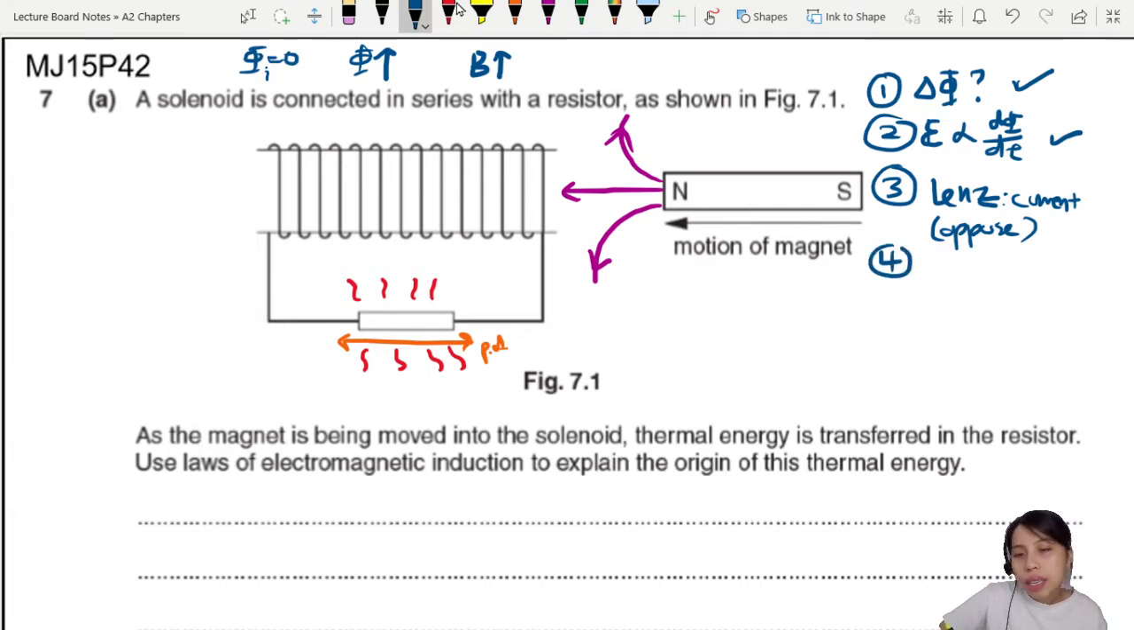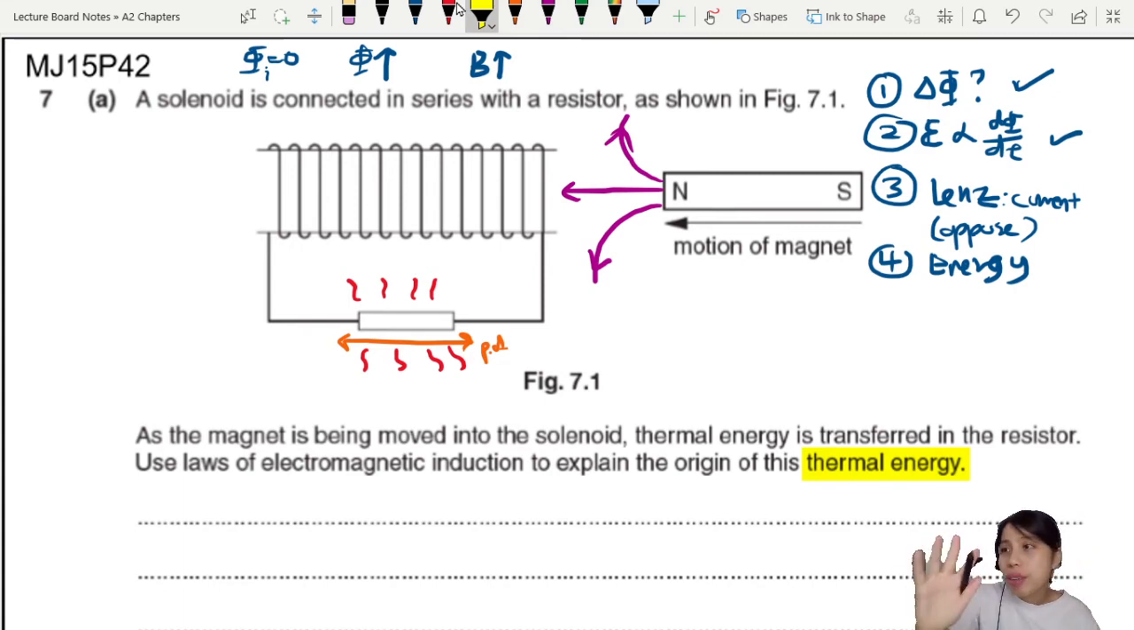And lastly, if needed, let's talk about energy. And I think this is a really important part because they want you to answer the question, where did thermal energy come from? So we have to talk about energy conversion. What energy is changing? Where did energy come from? Okay, so with this in mind, let's proceed to write it out.